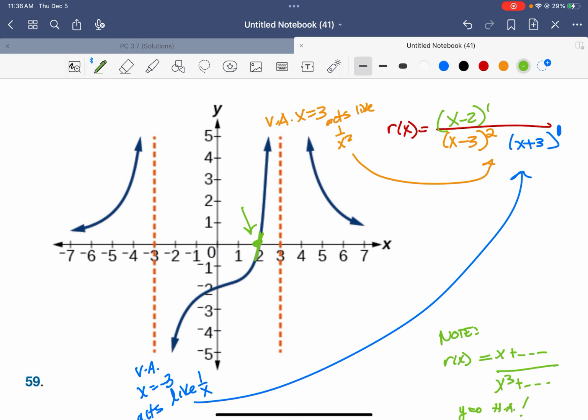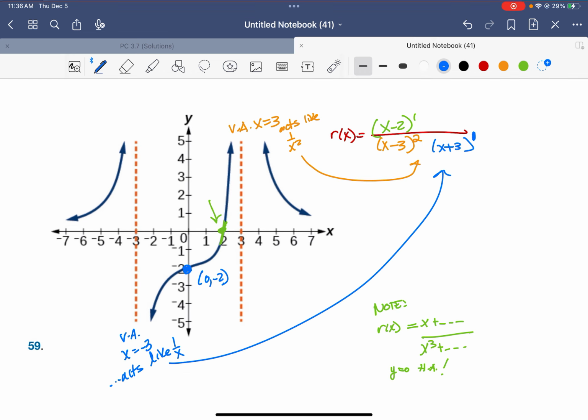So the last thing we have to do is make sure that we go through this point right here, and that point is 0, -2. To do that, we have to introduce a constant out front.